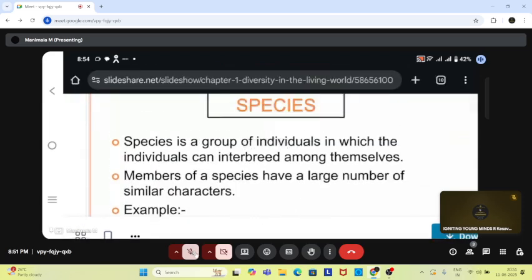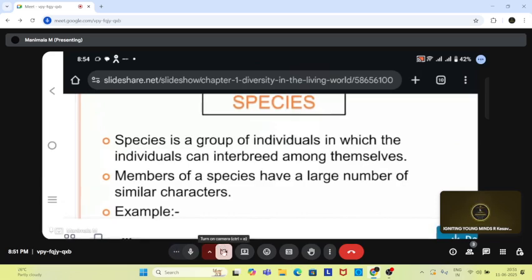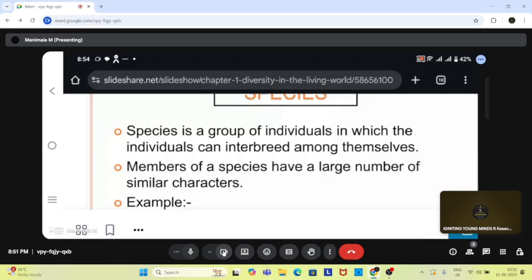See, a group of individuals in which individuals can interbreed among themselves. Make a note of the species. Interbreed, this word is important. It is not in your textbook. This alone you can make a note of. Species is a group of individuals in the group that interbreed.